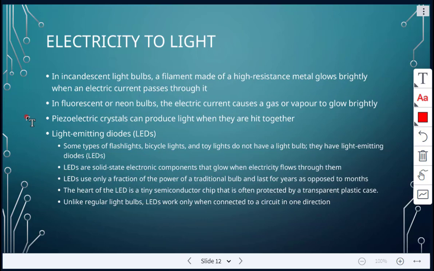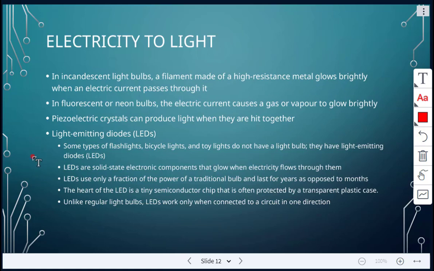Piezoelectric crystals can also produce light when they are hit together. We saw that last class. And then lastly, there are light emitting diodes. These are LEDs. You'll see them in flashlights, bicycle lights, and some toy lights. They don't have a light bulb, they have this light emitting diode.